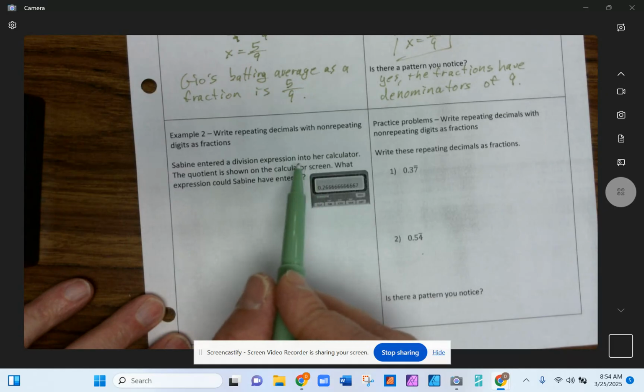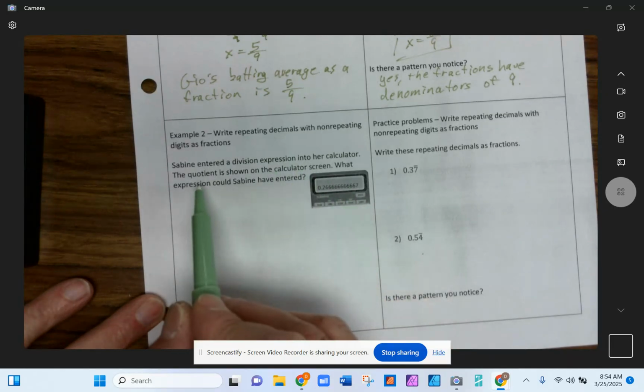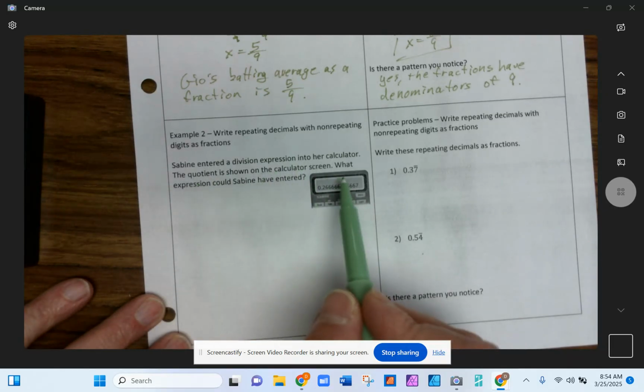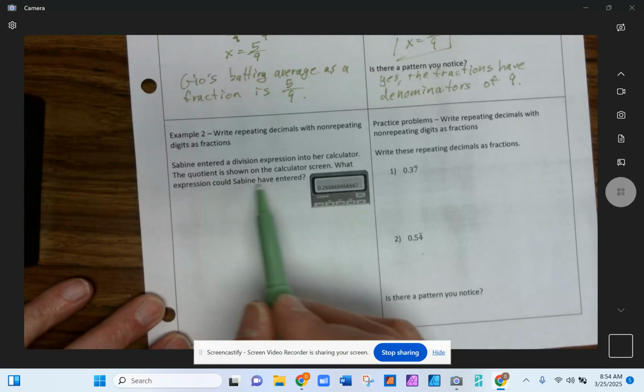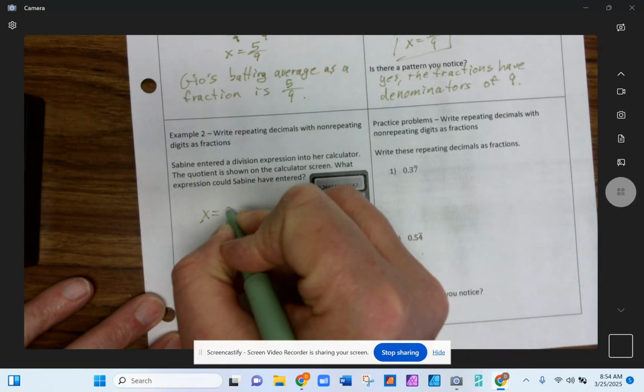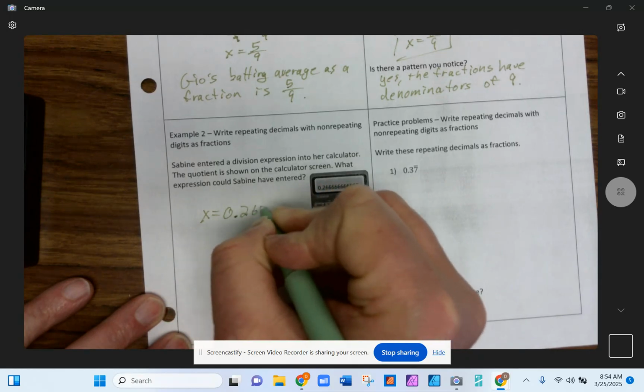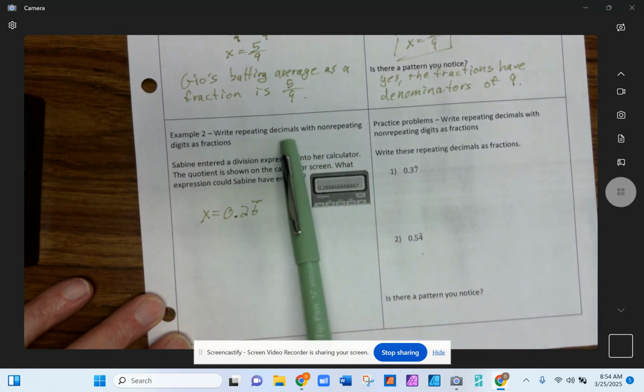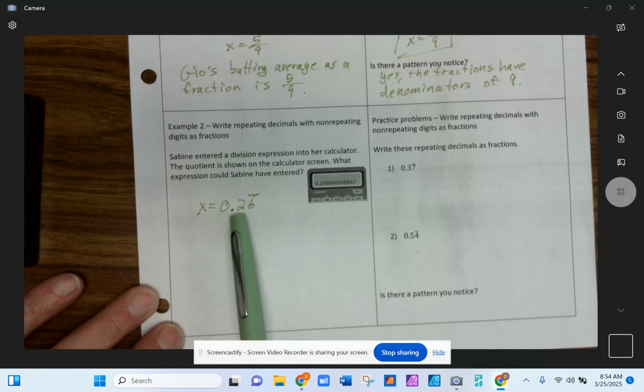Sabine entered a division expression into her calculator. Here, the quotient is shown on the calculator screen. What expression could Sabine have entered? So the idea is that this is going to be x equals 0.2 with a 6 repeating, right? So we have repeating decimals with non-repeating digits. So this 2 is not repeating, but this 6 is repeating.